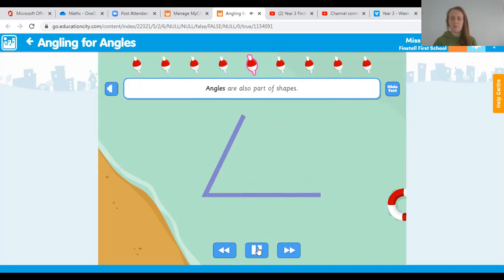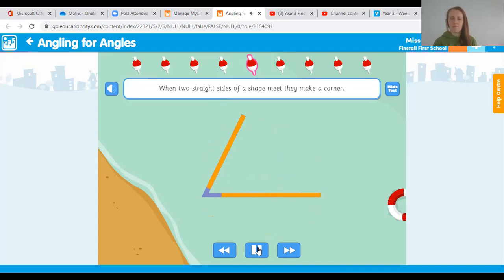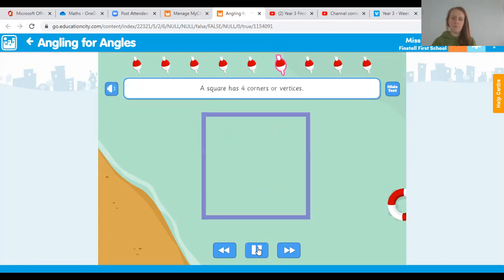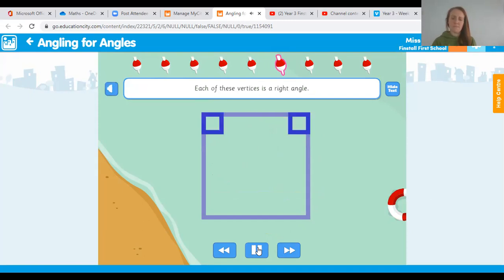Angles are also part of shapes. When 2 straight sides of a shape meet, they make a corner. In mathematics, we call the corner a vertex. The turn between the sides is an angle. A square has 4 corners or vertices. Each of these vertices is a right angle.